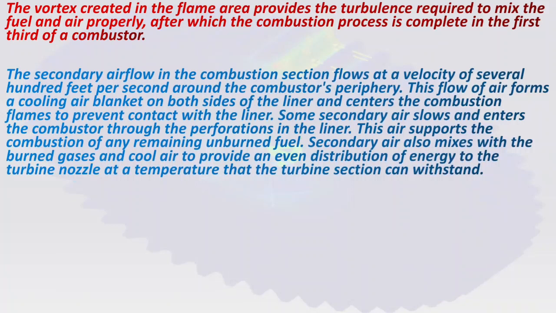So the main function of the secondary airflow in the combustion section is to provide cooling. It cools the burned gas to a temperature that the turbine section can tolerate. Secondly, if some secondary airflow slows down, then it can enter the liner through the perforations, and then it can burn the remaining unburned fuel.